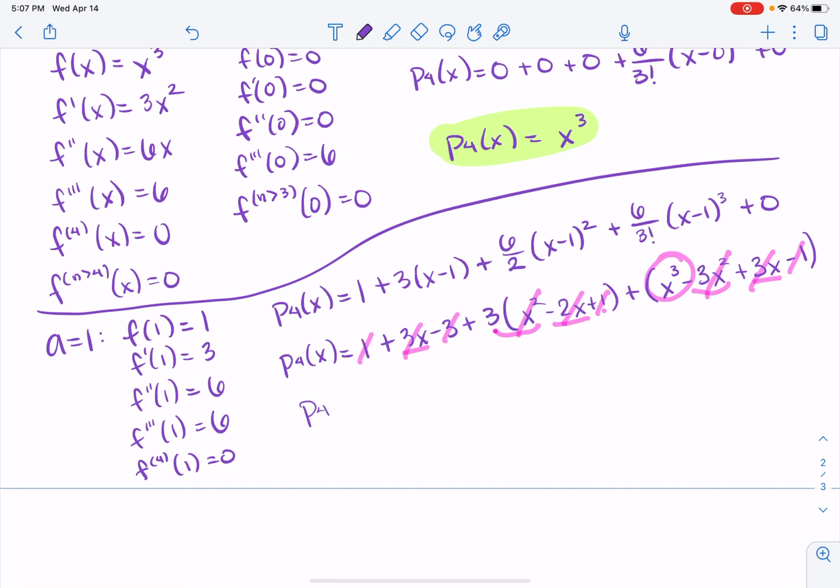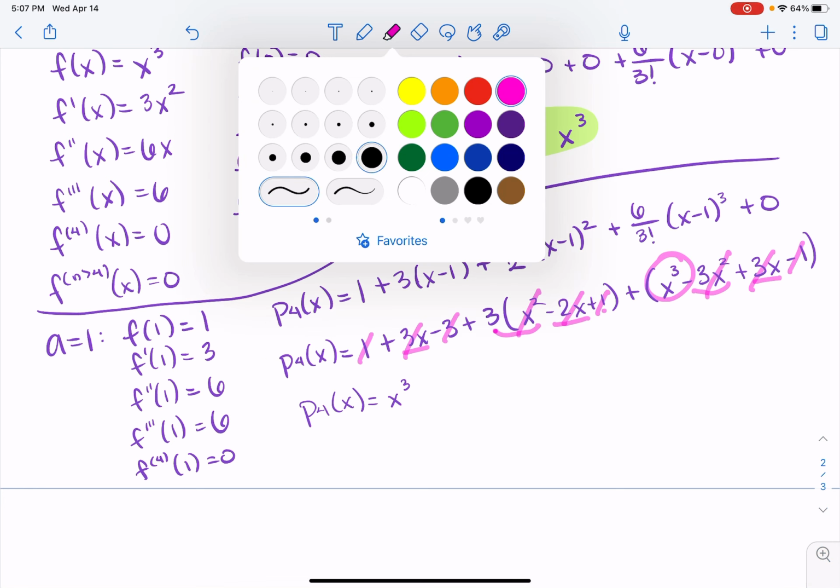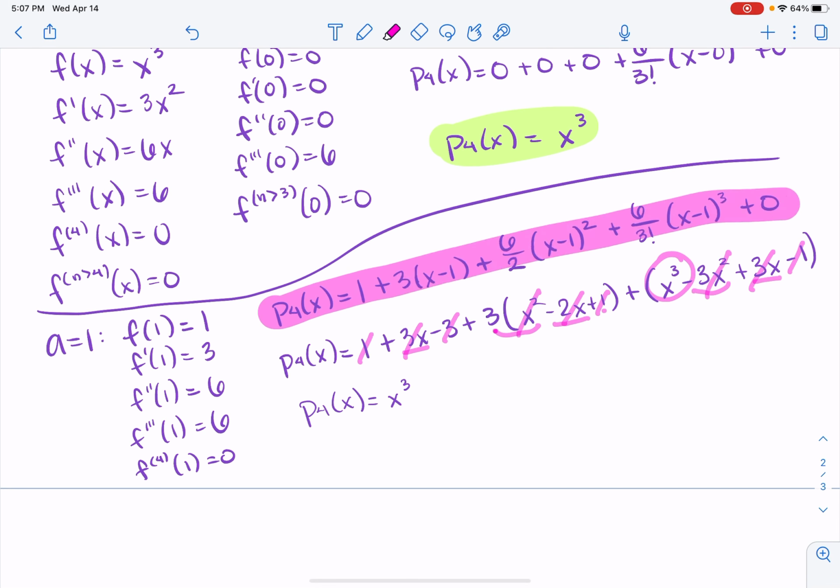So again, P4 of x equals x cubed. Now, if you just look at this version, it doesn't look like x cubed, but in fact, when you expand it out, it does get you back to the same answer.